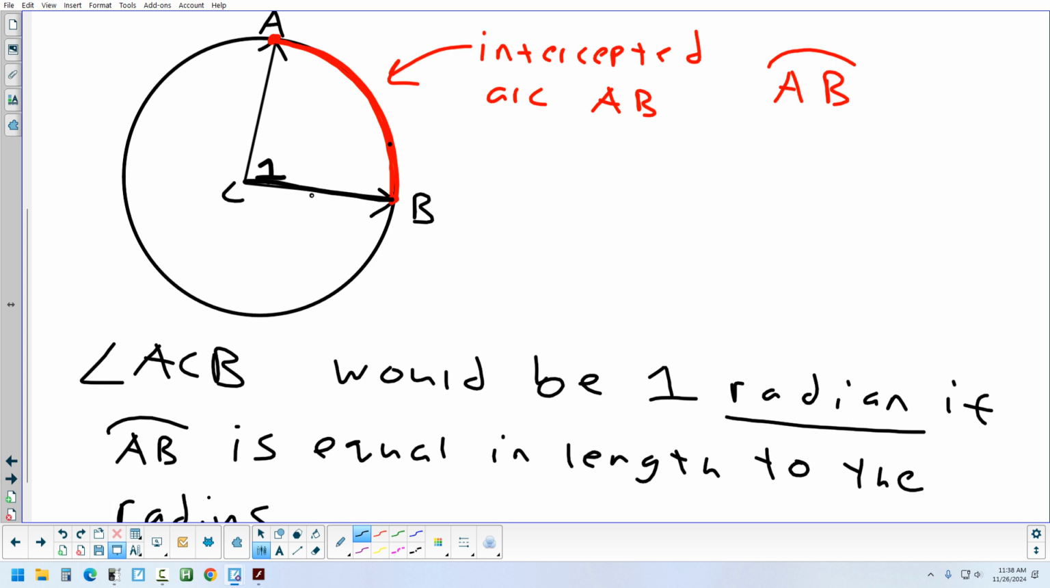Okay, that's important because we're going to come back to that at some point, and we're going to have to know a connection between the length of the arc and the length of the radius, and that is going to help us with that connection. If it's 1 radian, we know they're the same. And that'll give us a starting point for doing something. Any questions? Okay.